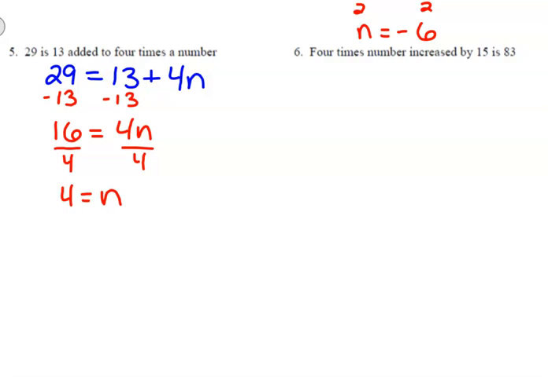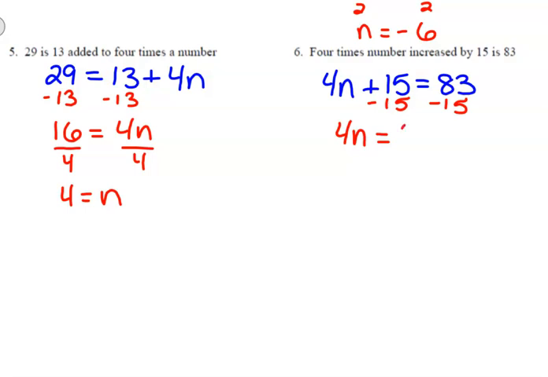If I take the same approach to number 6, 4 times a number increased by 15 is 83. So 4 times a number increased by 15 means I'm adding, equals my 83. So now, if it's a plus 15, we're going to subtract. So 4n, 83 minus 15 is 68. And so now we're going to divide by 4, and n equals 17.